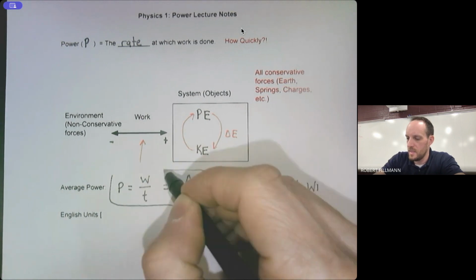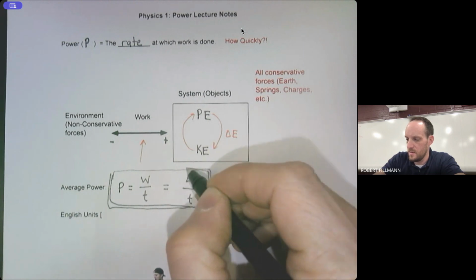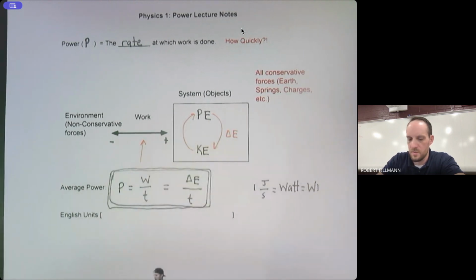So we're going to put this down on our equation card. You can go ahead and pause the video and add it to your card. Power is work over time, and it's also energy change divided by time. It's joules per second.